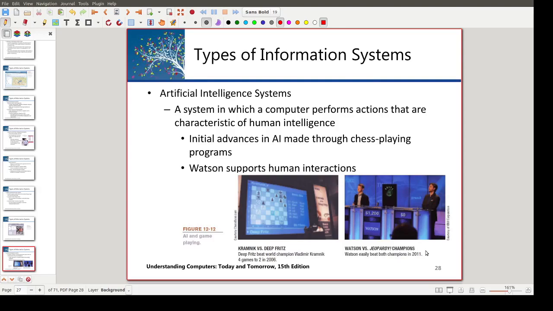Also, Watson is an NLP, natural language processing program that understands text, understands language, and answers questions. For example, on the left, in the chess playing game, Deep Blue won the game. Deep Blue is a computer program. It won the competition against Kramnik in 2006. And Watson is an AI program, NLP by IBM, that won against the Jeopardy champions in 2011.